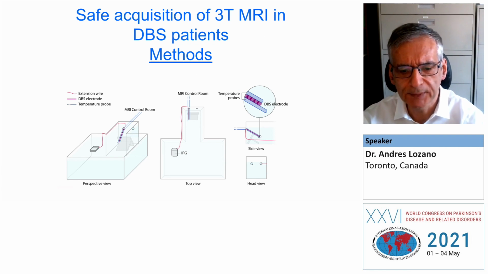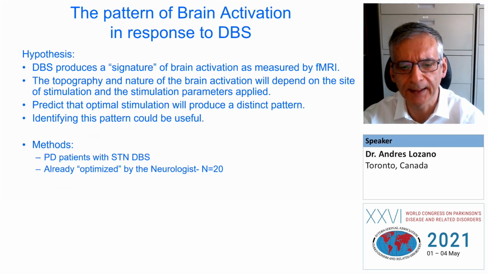Now, what we are specifically looking for is whether one can produce a specific signature of brain activation with the DBS. Can we measure this with fMRI? Specifically, does the topography and the nature of the brain activation depend on which contacts and which stimulation parameters we use? Could we use this information to predict the optimal stimulation that will produce a distinct pattern? If there is a pattern that correlates with good outcome, can we identify it, and can we stimulate to produce that pattern? Of course, identifying this pattern would be very, very useful.